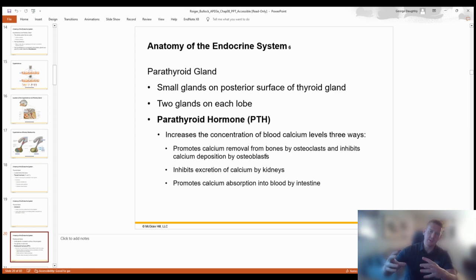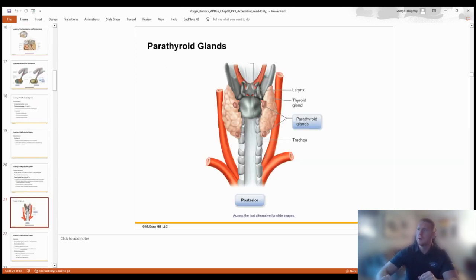We can maintain some of that calcium, keep it in the bloodstream by not excreting it through the kidneys, or it could promote calcium absorption through the intestines. So in any case, parathyroid hormone does the exact opposite of what calcitonin does. So the parathyroid gland, in a way, is the exact opposite of the thyroid gland. They directly counteract each other.